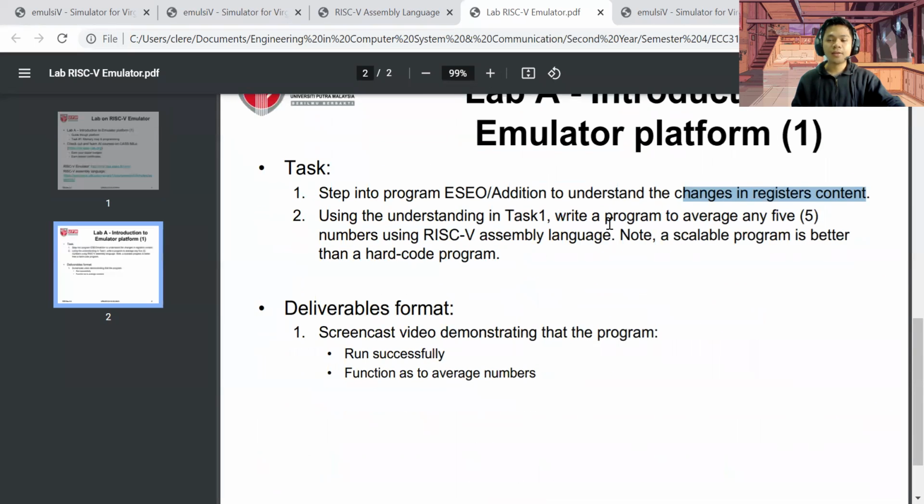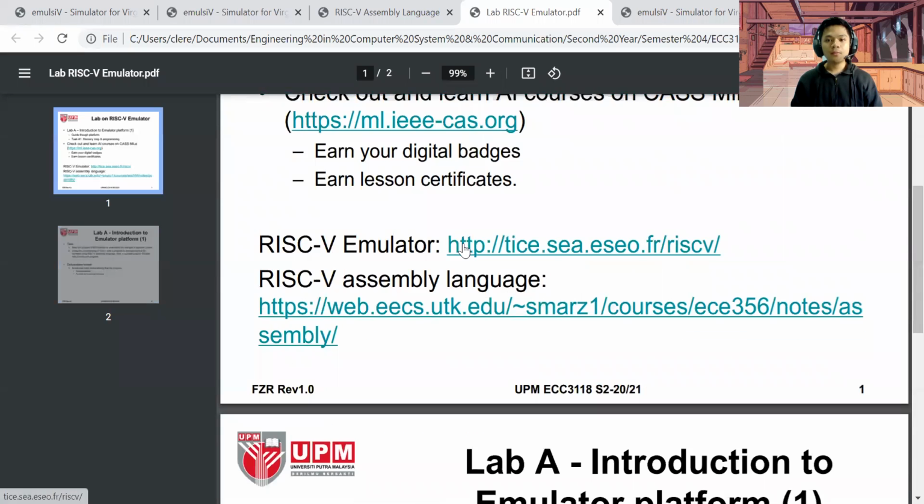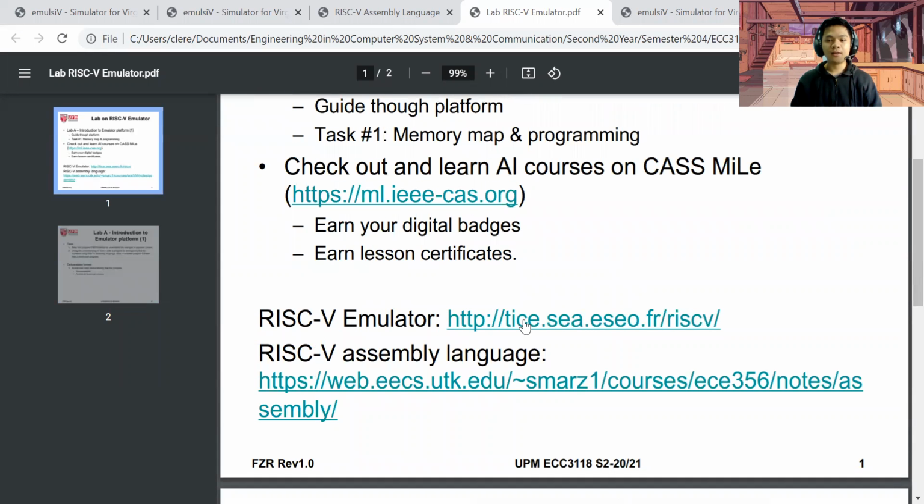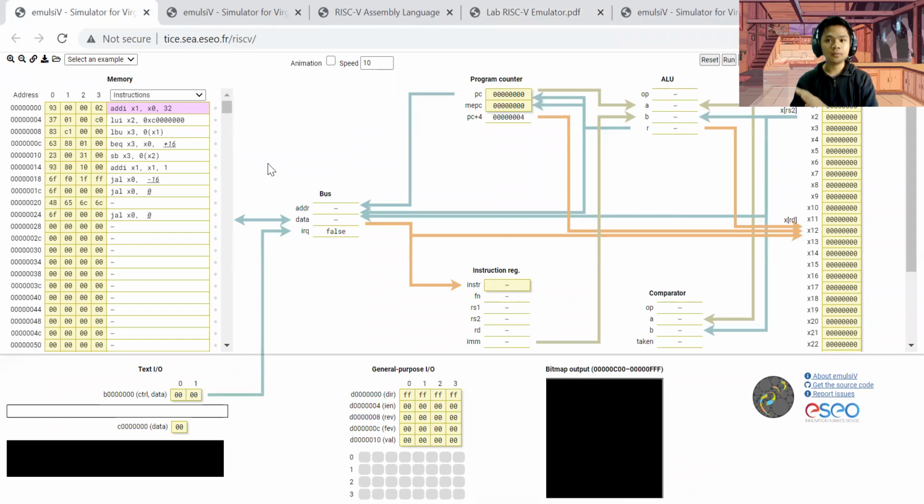And next I have to write a program where I'm supposed to use RISC-V assembly language to find an average of four numbers, not five. So instead of five, we are using four numbers only for this lab assignment. Now, it was given here the RISC-V emulator link. So when I press this link, you will be brought here. Now, since the first step, I have to use the ECO addition.